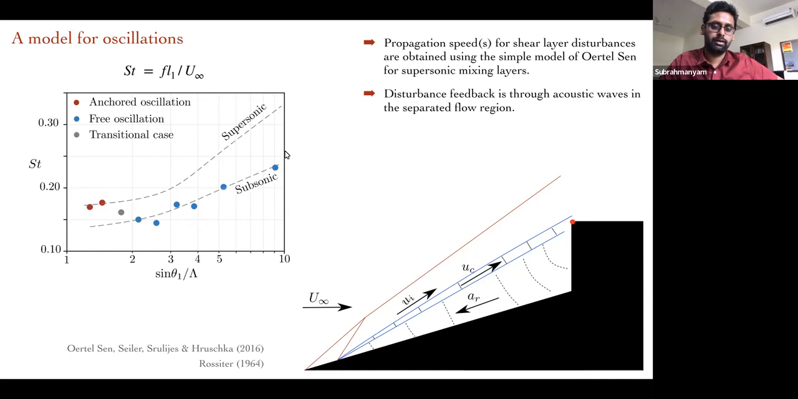These dashed lines are our model predictions, independent of the experimental measurement. The bottom line is when we use the subsonic velocity scale to predict this Strouhal number, and the top line is when we use the supersonic velocity scale. For a fairly simple model of this kind, the match between the model predictions and the experimental data is quite impressive. For the free oscillations, it looks like the subsonic velocity propagation scale is the one that sets the feedback, and you can see that this curve predicts the trend line of the experimental data points pretty well. For the anchored oscillations, it appears that the supersonic disturbance velocity scale is the one that takes over and sets this Strouhal number. We were quite thrilled to see a simple model like this predict the experimental data. So that is the story with the double cones.